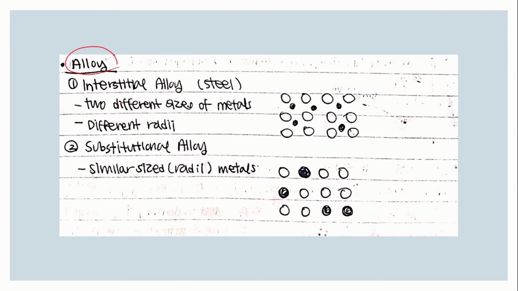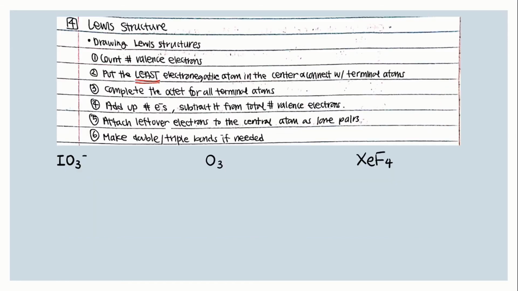Next is the alloy. There are two types of alloy. Interstitial alloy consists of two different sizes of metals. So you have the bigger size and a smaller size. So they have different radii, and smaller atoms do not substitute larger atoms, but they just go in between them. For example, there's steel. And the next type is a substitution alloy. It's a similar size metal replacing another metal.